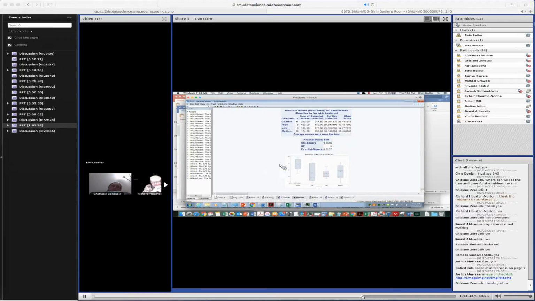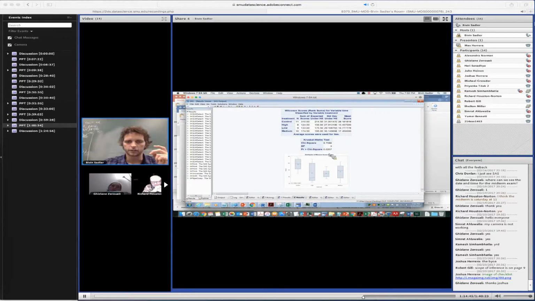Wait, did it run? Oh, there it goes. So there's the Kruskal-Wallis test. There's your 0.0207. There's your chi-squared test with 3 degrees of freedom. Chi-squared is just another distribution, like the F. It's actually related to the F and to the T. So you could look up that critical value, but that's not required for us. We're just comparing the p-value.